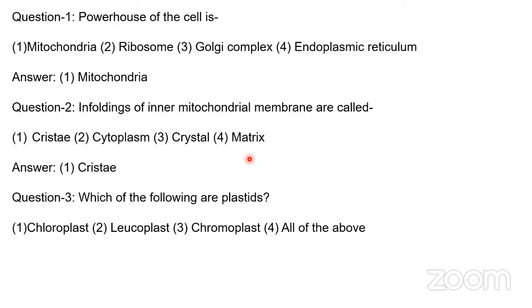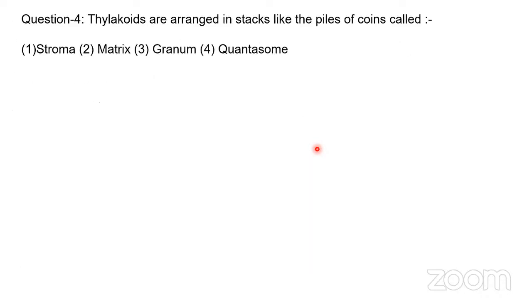Question number 3: which of the following are plastids? Option 1, chloroplast, option 2, leucoplast, option 3, chromoplast, option 4, all of the above. We know that chloroplasts are green colored plastids, leucoplasts are colorless plastids, and chromoplasts are colored plastids that may be present in fruits and in leaves. So the correct answer is all of the above, since chloroplast, leucoplast, and chromoplast all are types of plastids.